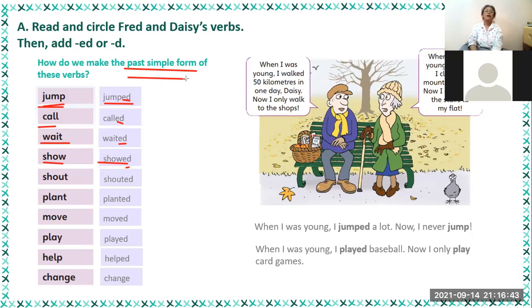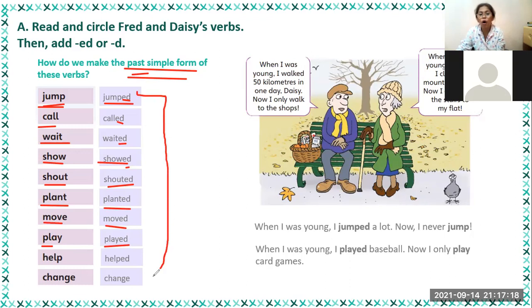Maybe. Like when I say shout, my verb is shout. So to make it past simple, I will put shouted. Plant. To make it past simple, I will make it planted. Okay? Move. To make it past simple, I will make it moved. Play, played, because these are all past simple tense.